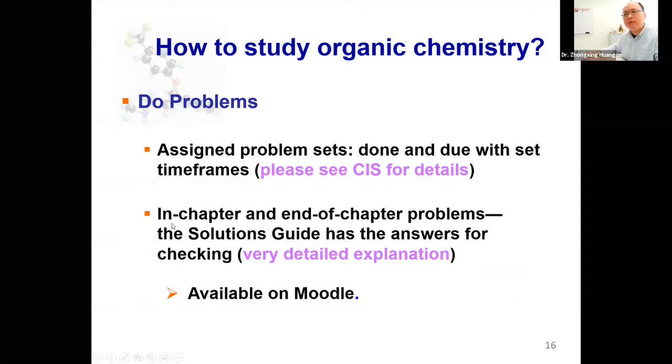And the other type of problem, although it's not for credit, is really important, okay? So you need to do the in-chapter and end-of-chapter problems in the book. And the solution guide already has the answers for you to learn and to see whether you are right or wrong.